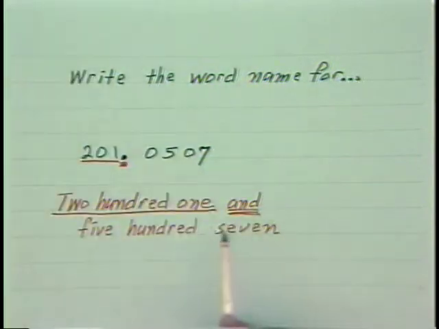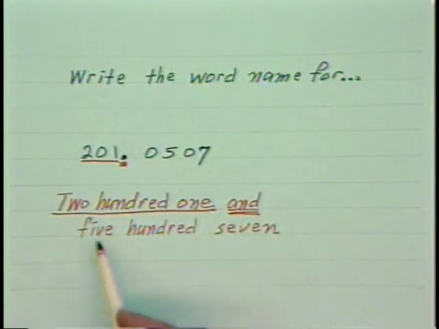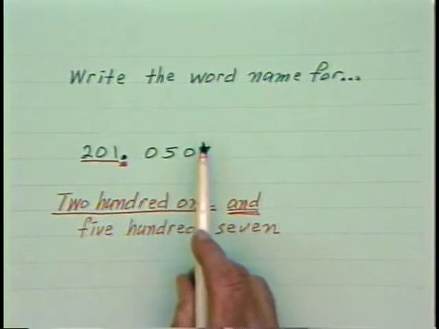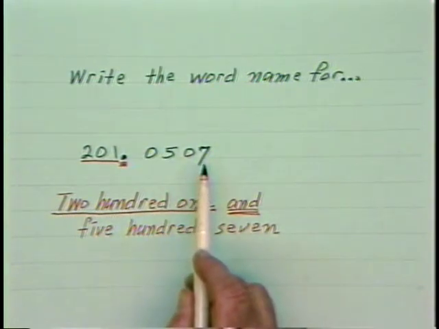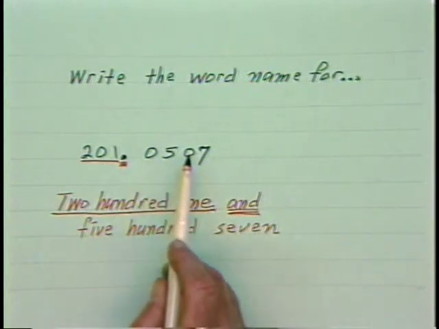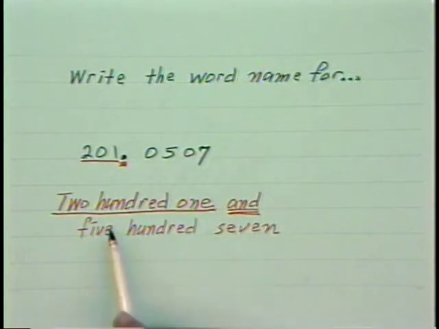So somehow we need the word that will let me know that this is a fraction. In fact, it's the numerator of a fraction. So now we have to say the denominator. So we have to give the word name for this end place. So this is tenth, hundredth, thousandths, 10,000ths. So 507 10,000ths.